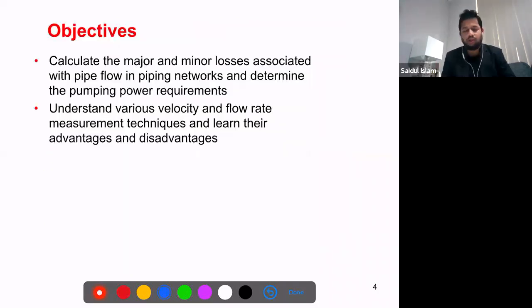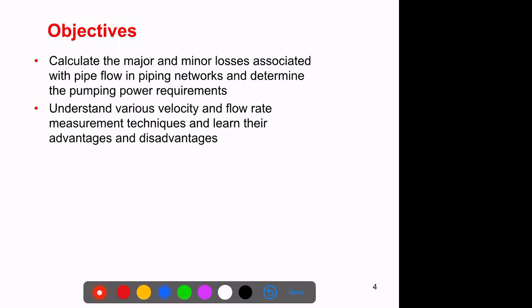So the key objectives of this lecture are to understand the minor loss for different setups. In real life, the piping system could have different arrangements, sometimes in series, sometimes in parallel, and a lot of other components inserted in the piping network. We'll try to understand how to analyze and calculate the minor loss, the loss coefficient, and how to calculate the pump head and pumping power needed to overcome the overall flow resistance in the piping network. So that will be one thing.